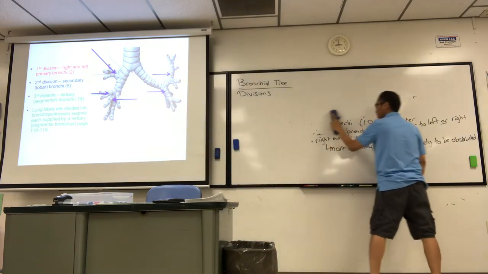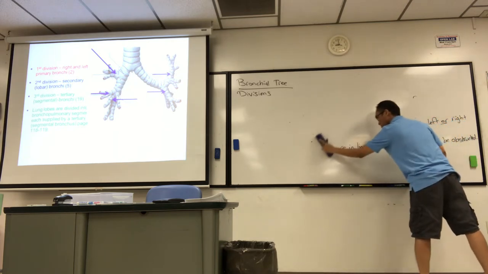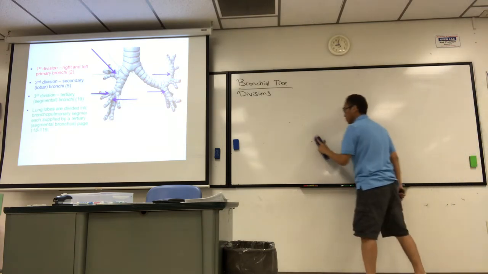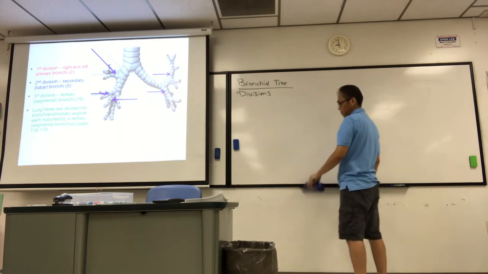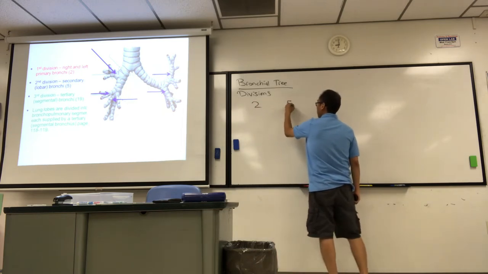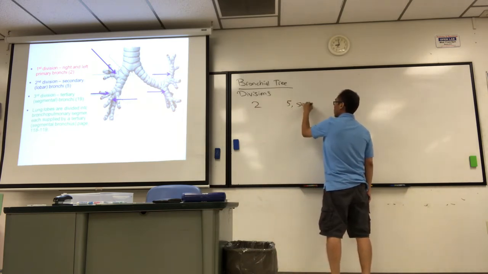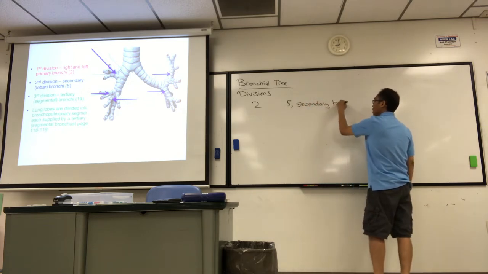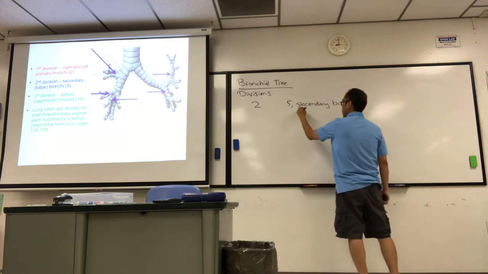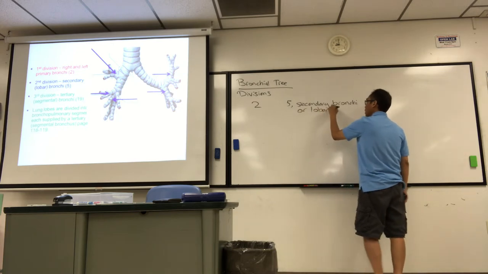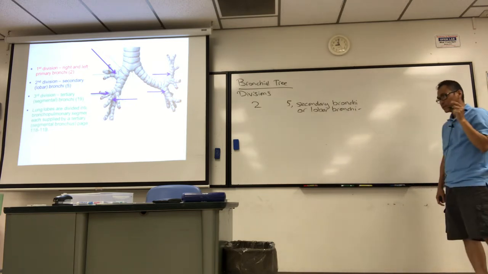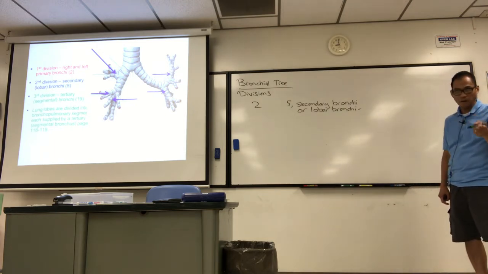So we can call them secondary bronchi. At the second division, we're going to get five secondary bronchi. You can also call them five lobar bronchi, because each of these five airways is delivering fresh air to a lobe of a lung.